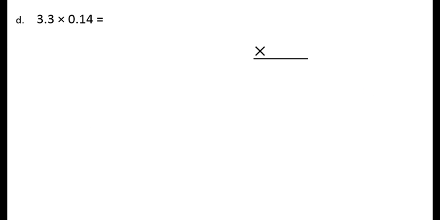We're going to do the same thing in this problem, but you can see I don't have matching decimal place values for this problem. So let's work through this one. I'm going to start with 3 3/10, which is the same thing as 33 tenths. And my other factor is 14 hundredths. And I'll write that as 14 hundredths.